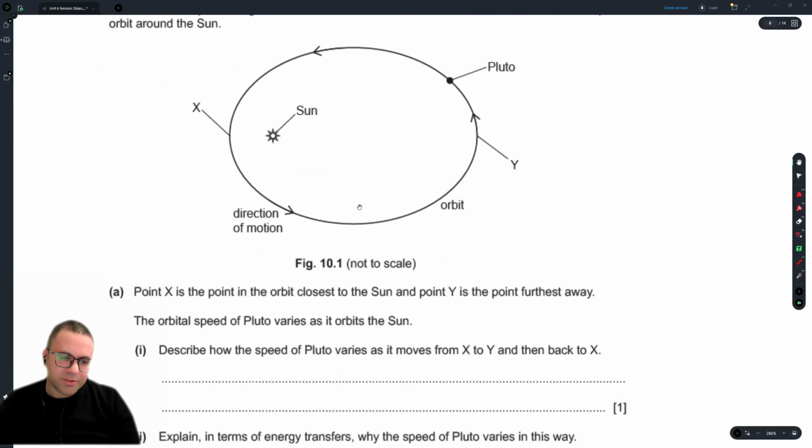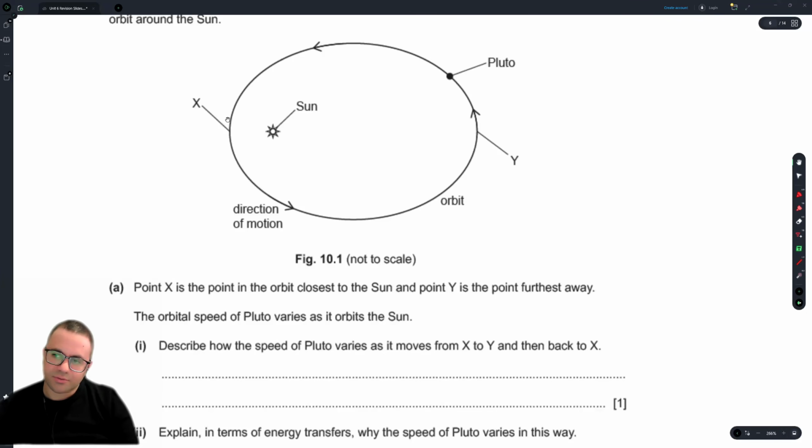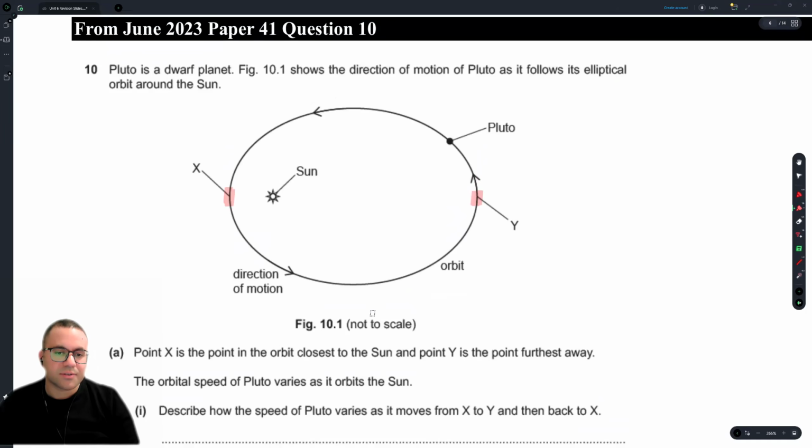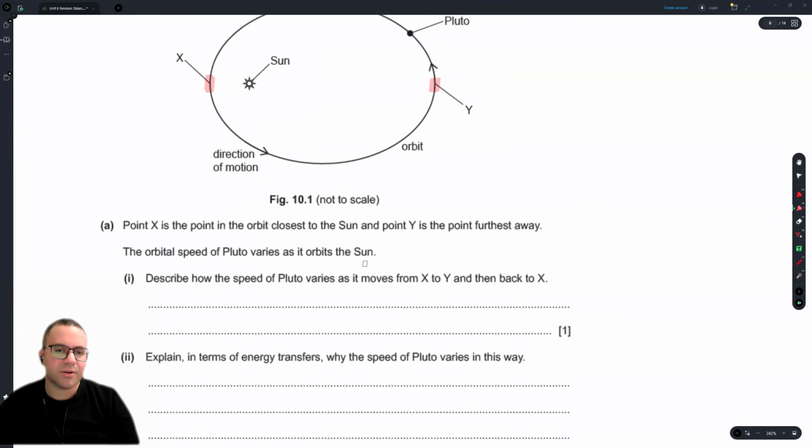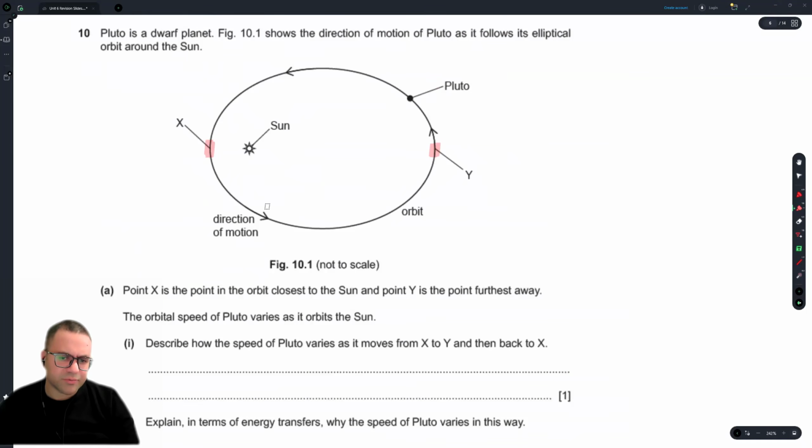Point X is the point in the orbit closest to the sun. So this is the closest, which means it's probably the highest speed. And Y is probably the farthest point away, so it has the lowest speed. The orbital speed of Pluto varies as it orbits the sun. Describe how the speed of Pluto varies as it moves from X to Y and then back to X. Okay, hold on. How does the speed of Pluto vary from X to Y? Oh, it decreases, and then back to X, it increases. That's it.